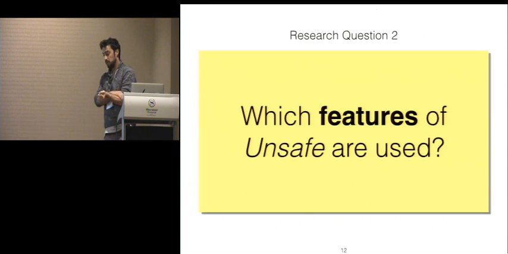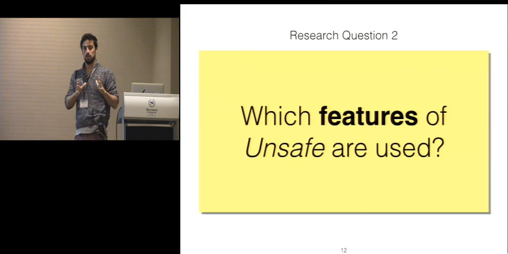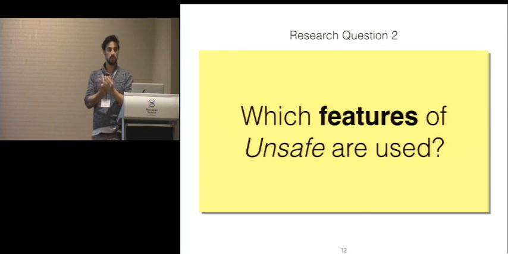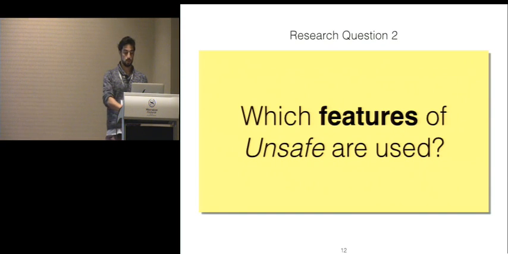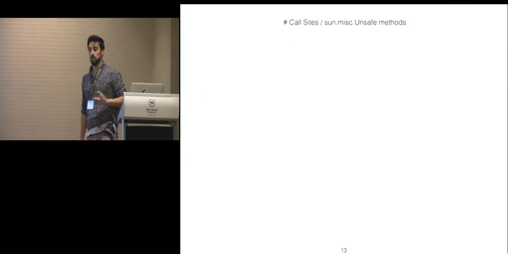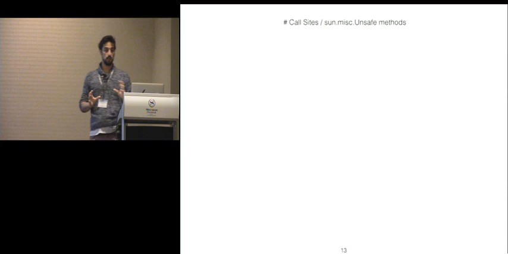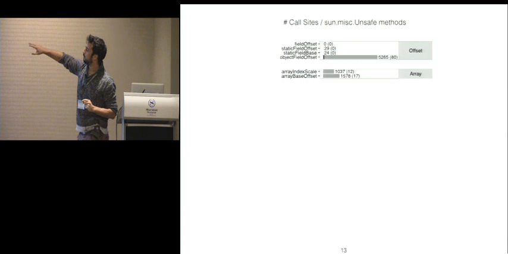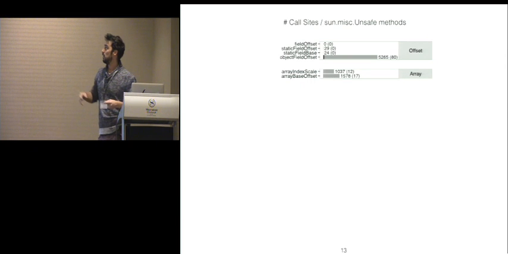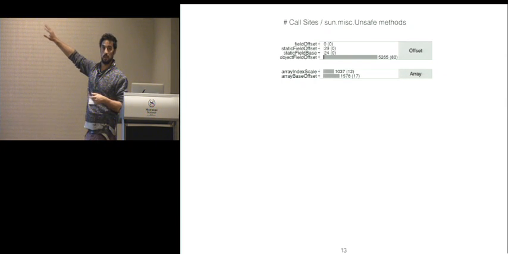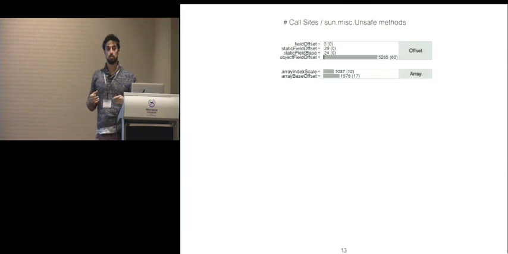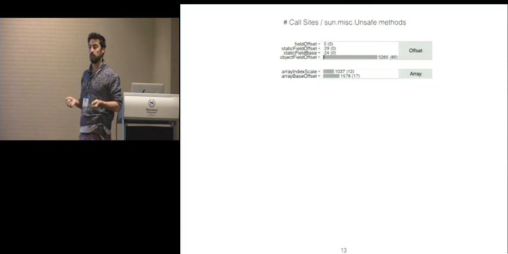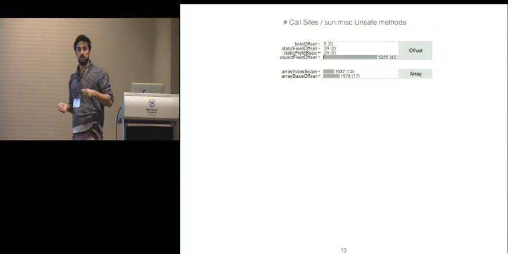So after knowing, okay, now Unsafe is used, what features of Unsafe are being used? In what way? For this question, with the call sites that we have found, we try to group them by functionality of the method. For instance, we can see that the objectFieldOffset and the arrayBaseOffset methods are two methods that are heavily used, and they are in these two groups, offsets and array. These two groups allow the developer to query the memory layout either of an object or an array.